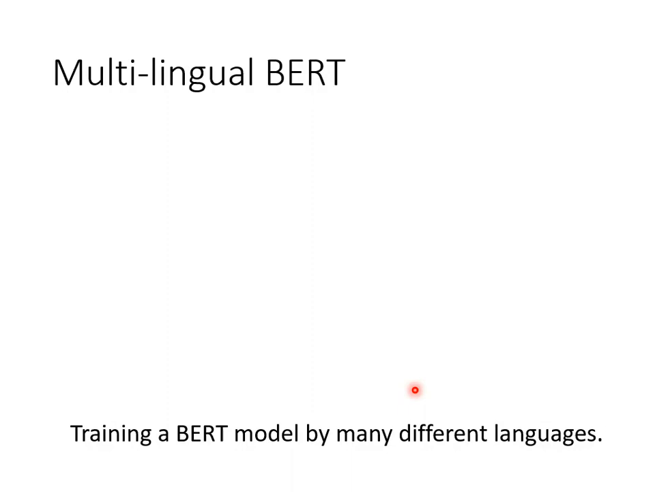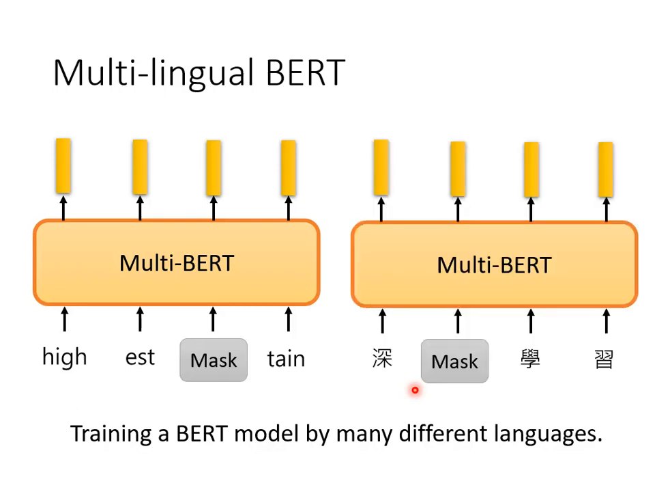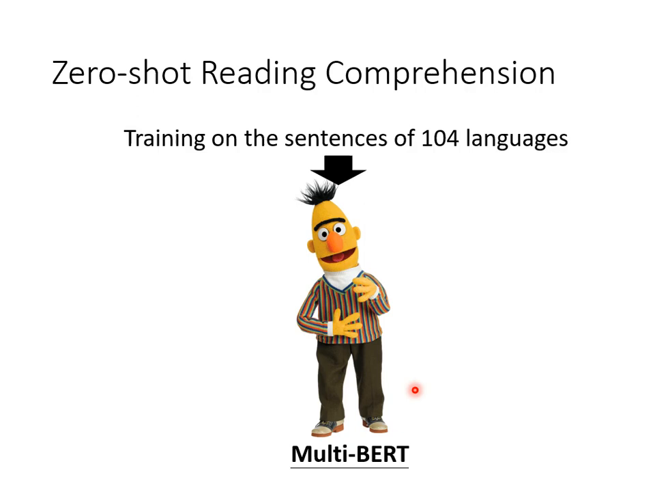Next, I'm going to talk about a BERT called Multilingual BERT. What is the magic of Multilingual BERT? It is trained on a lot of languages, such as Chinese, English, German, French, etc. Train the BERT with fill-in-the-blank questions. This is how the Multilingual BERT is trained. The Multilingual BERT has a very magical feature.